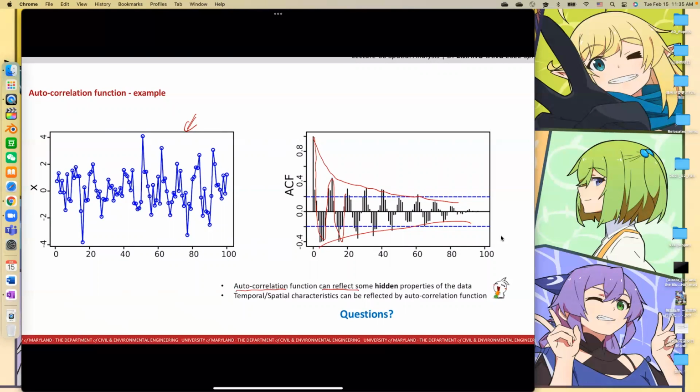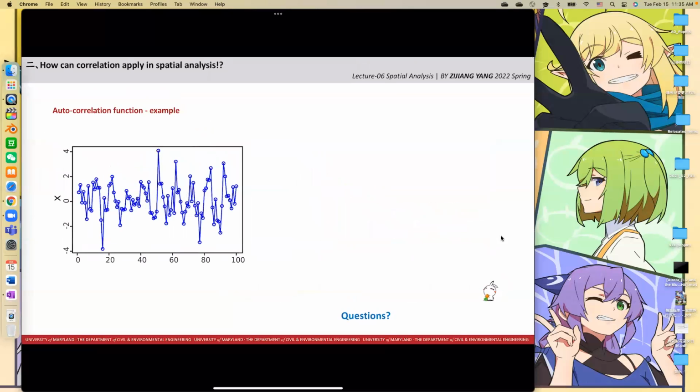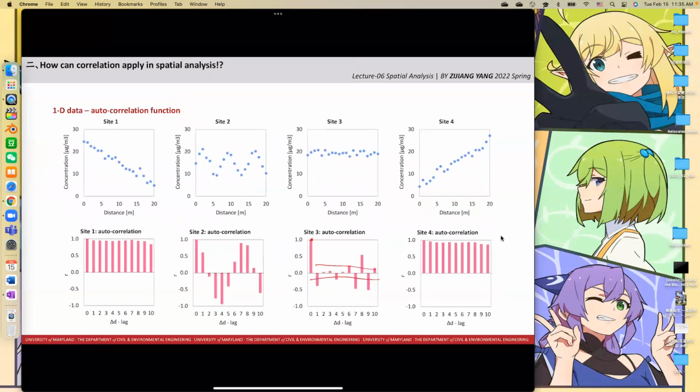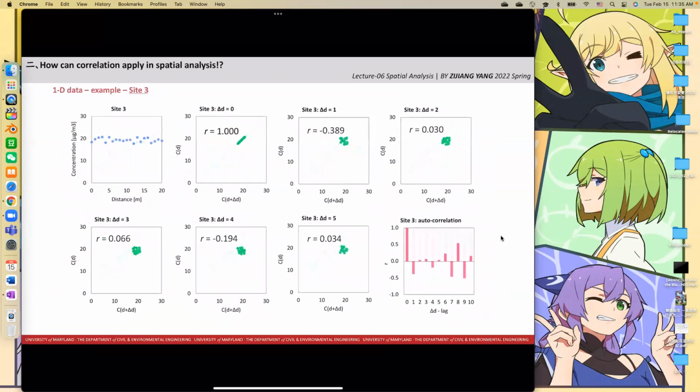Yes. Can you go back one slide? Yes. Why was the site 3 autocorrelation so random? Yes, you can. Because when we are doing the data analysis, we can see the data itself and the data with the lag, they are all clustered. So for this cluster, there is no obvious trend. So the correlation coefficient is very small or relatively small.